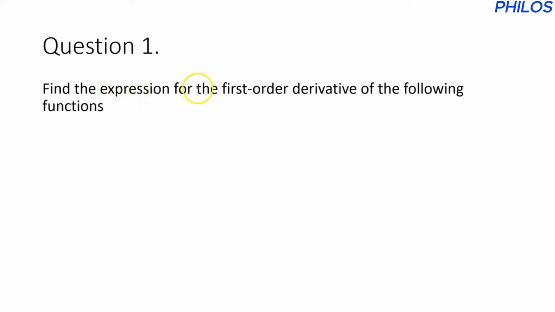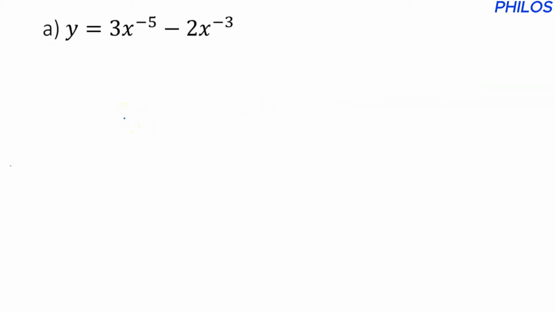The first question says, find the expression for the first order derivative of the following functions. So A says y equals 3x exponent negative 5 minus 2x exponent negative 3. There's only one variable here, x. Now to solve this, let's recall the function itself, which is y equals 3x exponent negative 5 minus 2x exponent negative 3.